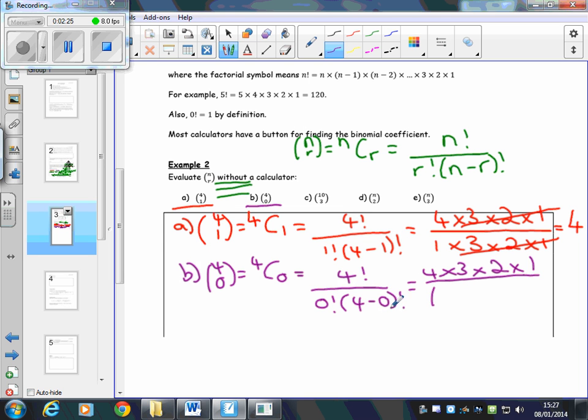And then 4 minus 0 factorial, well that's just 4 factorial again. So that'd be 4 times 3 times 2 times 1. And as we did in the first example, we will cancel out the 4 times 3 times 2 times 1 with the 4 times 3 times 2 times 1 on the top, which will just give us 1 divided by 1, which equals 1. And even if it was 2000 choose 0, it'll still give us 1.